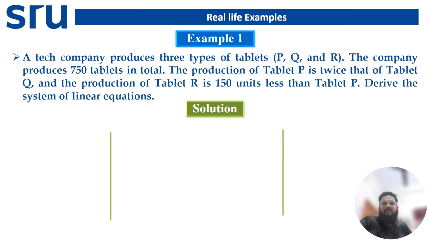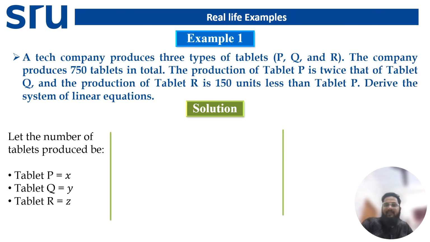Now, if you want to find how many tablets of type P, Q and R are produced by the company, first we reduce this word problem to mathematical form, that means a system of equations. Then if you solve the system of equations, you can find the values of P, Q and R. I am not going to solve it here now, I will solve it later in the next lecture. I am just trying to display how a simple problem can be represented mathematically.